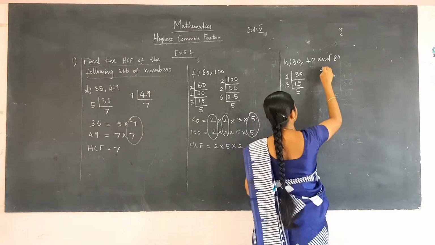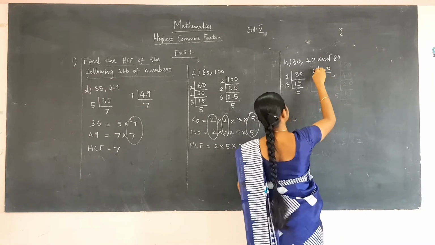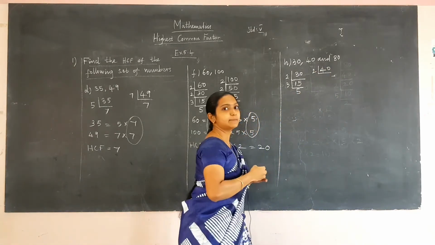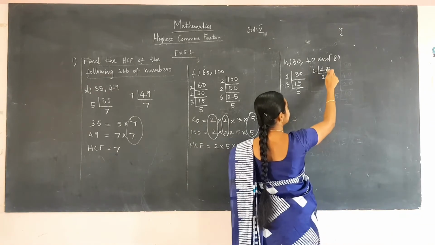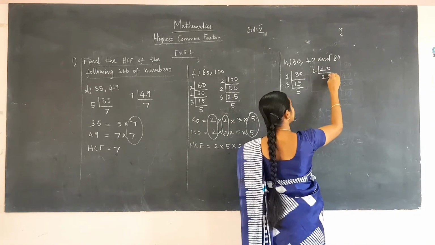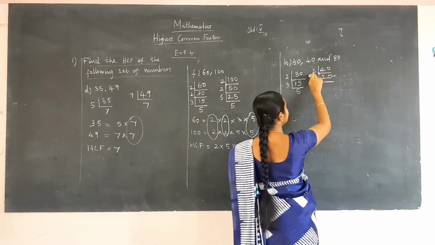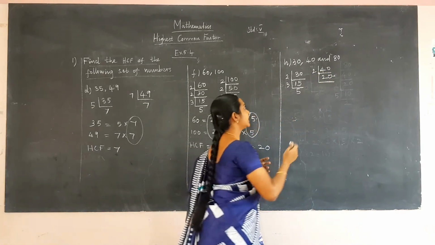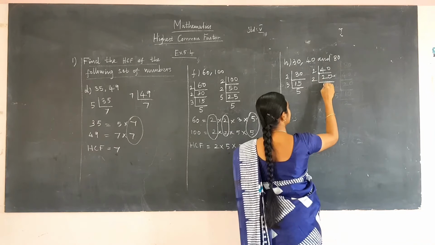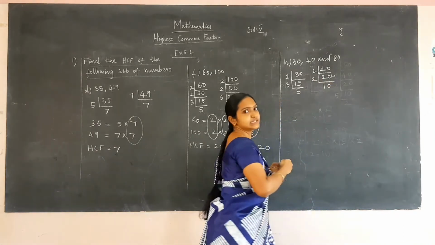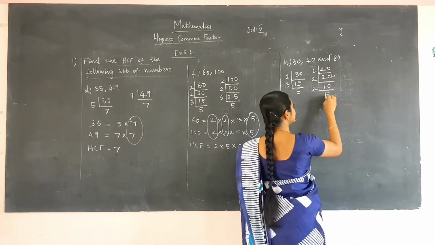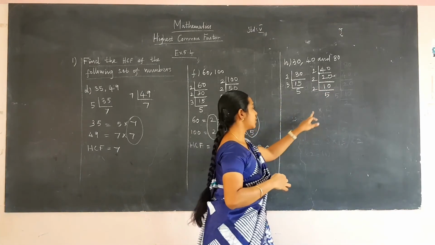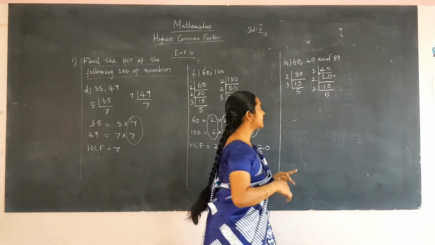Next we are going to factorize 40. Factorize it with number 2. 2 into 2 is 4. We have a number 0 here. So put a 0 here. 20 into 2 is 40. Again factorize it with 2. 10 into 2 is 20. Again factorize it with 2. 5 into 2 is 10. Let us stop with 5 because 5 is a prime number.